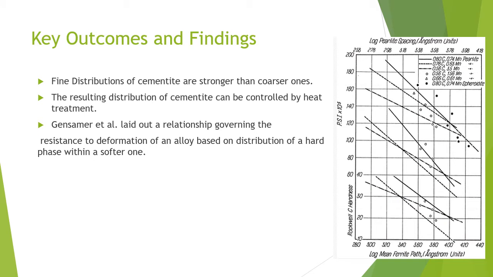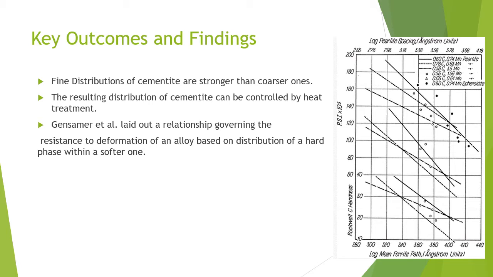It has been well known, at least qualitatively, for quite some time now that finer distributions of cementite are stronger than coarser ones. This distribution can be controlled through a variety of heat treatments, but in general, larger undercooling will lead to a finer distribution of particles.